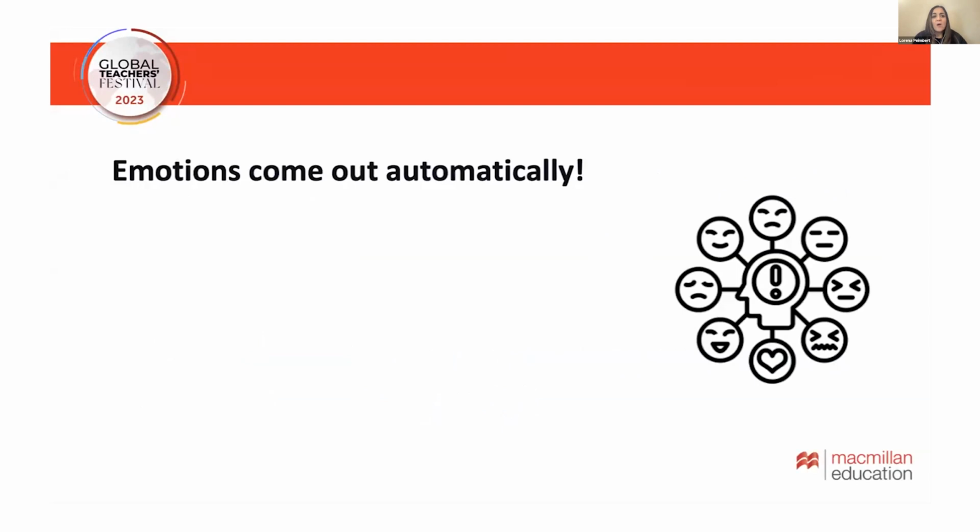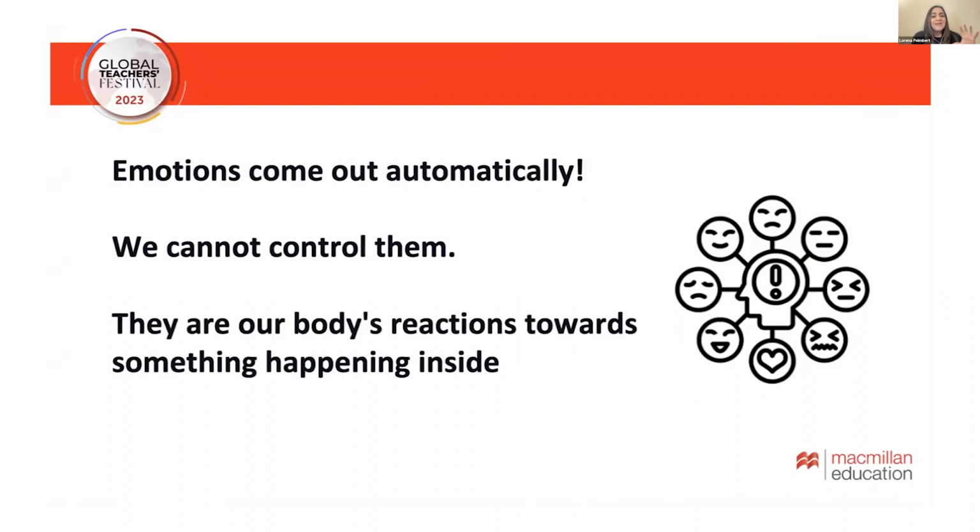All right, so emotions come out automatically. I cannot control them. Yes, it is a body reaction towards something that is happening inside of me. That can be my thoughts, or maybe I feel sick, and so I react in a certain way because of something that is happening inside me or outside of me, something that is happening around in the environment. Yes, so emotions are very personal and we cannot control them, all right?